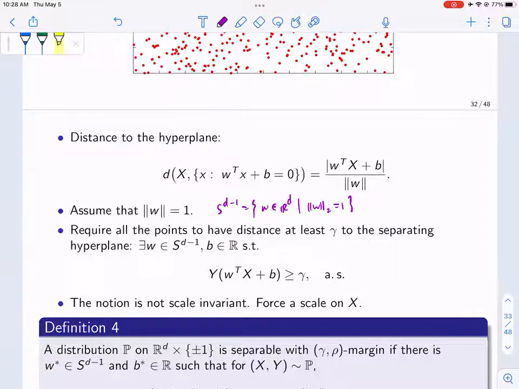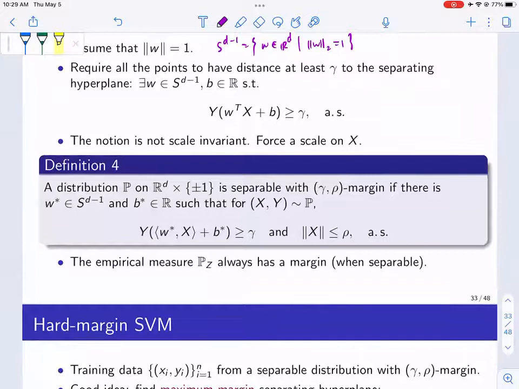B is 0, if I rescale X, or in this case, if I rescale X and B, I can change the margin. So it's not well defined. There's some sort of a scale issue. So one way is to fix the scale of X as well. So we get this definition.